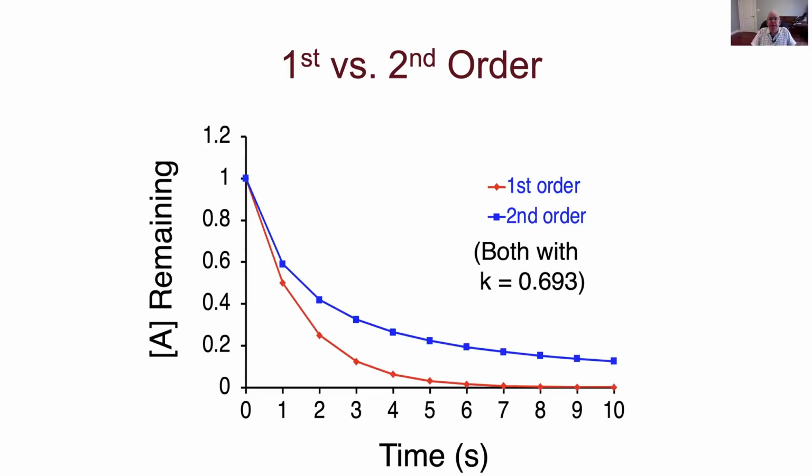Right. This is a plot that I made by just declaring a rate constant, and I picked a rate constant of 0.693, which is a number some of you may recognize.